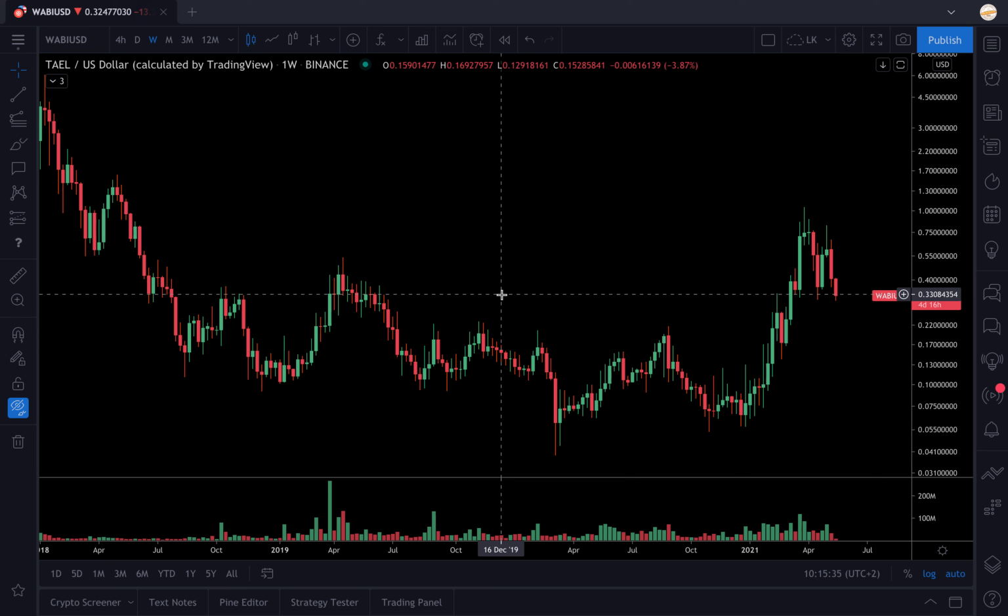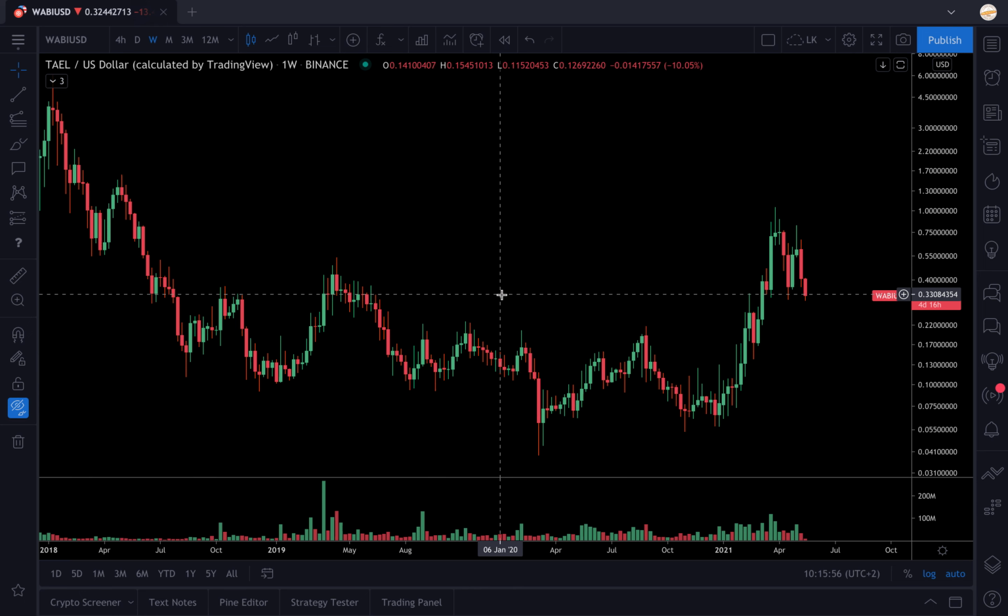So this is going to be a trade about Wabi to US dollar. If you don't know this asset, I do not care about fundamentals. This is going to be only technical analysis. If you are interested in fundamental analysis, this is not going to be a video for you, so you can leave the video. We're going to be with people who are interested in technical analysis.